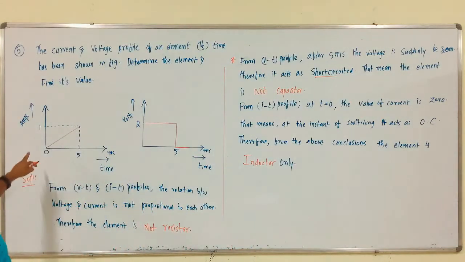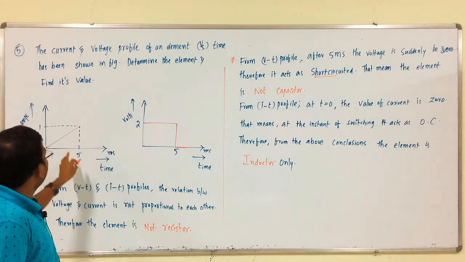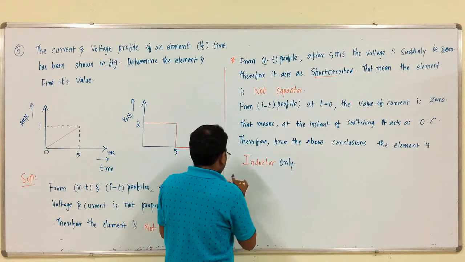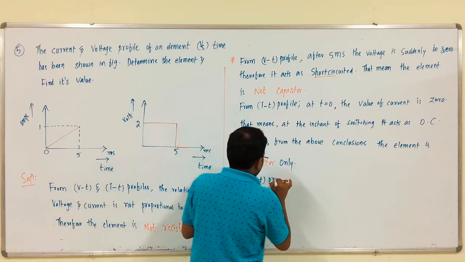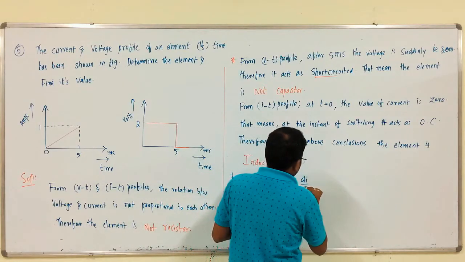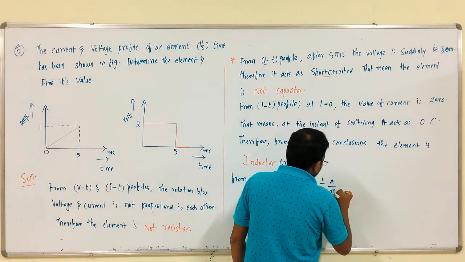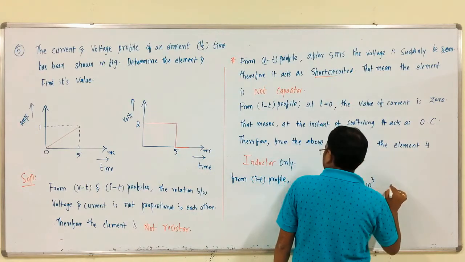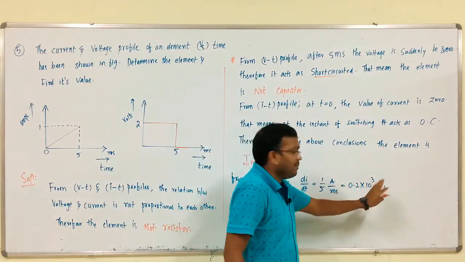So, from this di by dt is nothing but what? 1 by 5 milliseconds, right? From current and time profile, di by dt is equals to 1 by 5 ampere per millisecond, which is equals to 0.2 into 10 cube amperes per second.